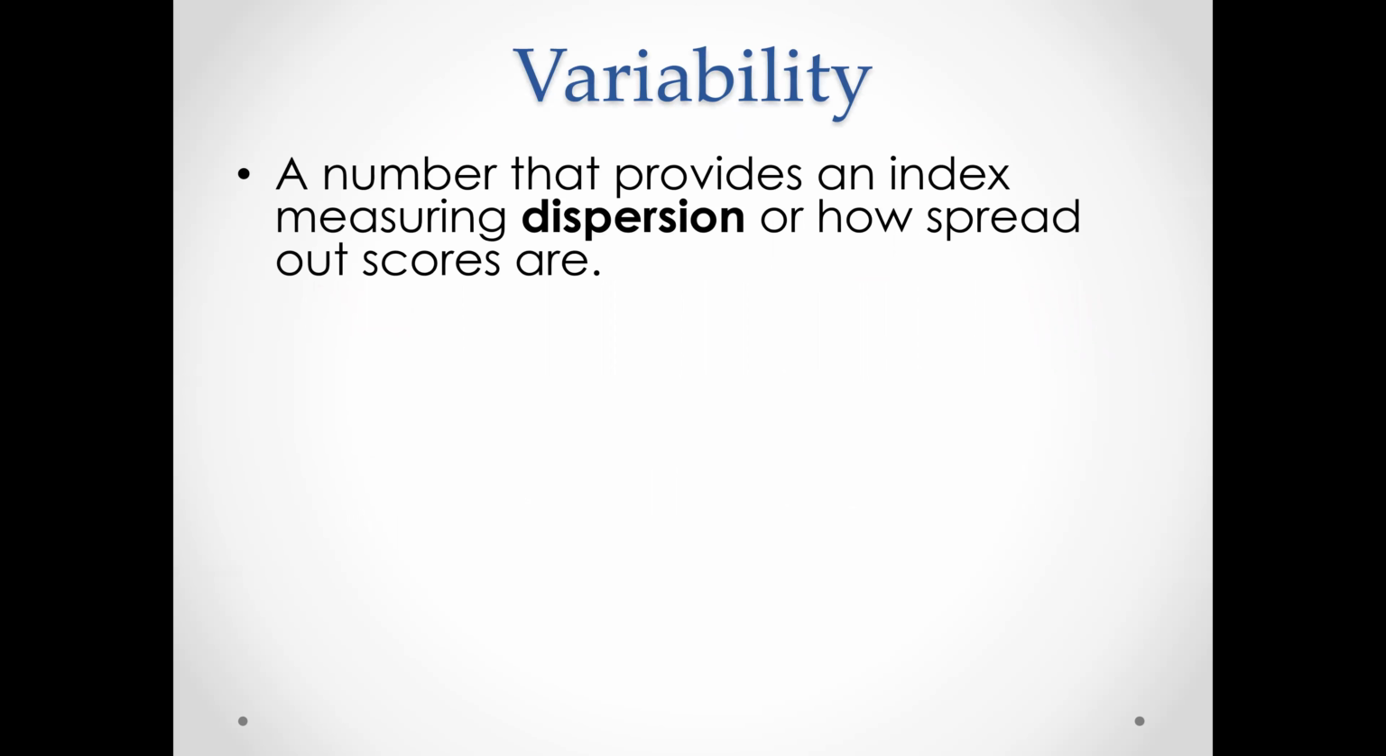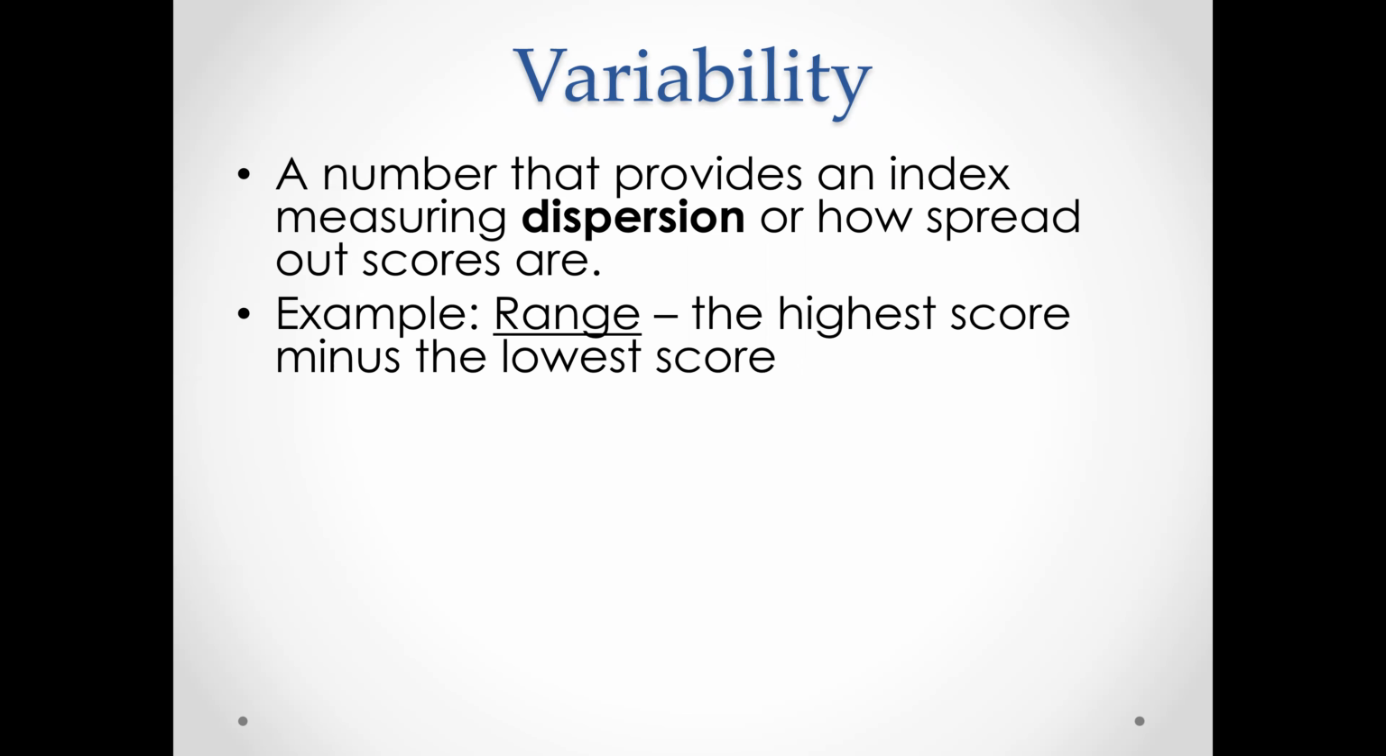Variability is defined as a number that provides an index measuring dispersion, or how spread out scores are. The more spread out scores are, the larger the variability, and the less spread out scores are, the smaller the variability. An example of variability is the range, which is the highest score minus the lowest score. So that shows you the range of all of your data.